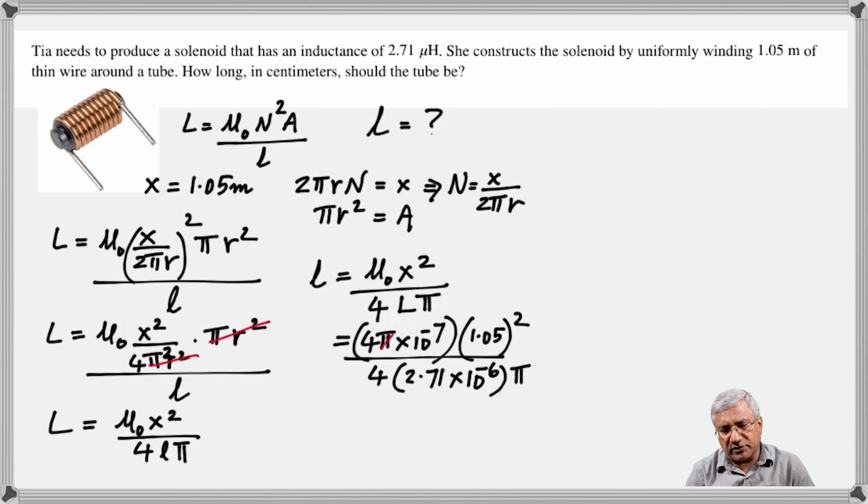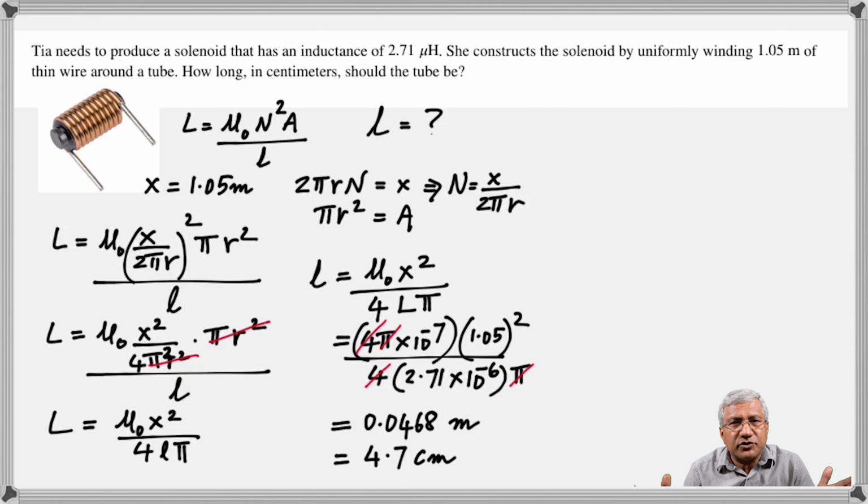Alright, so now we can get rid of those pi's, they cancel, and even the 4's can be cancelled. Let's do that, and then you just got to calculate that. You get 1.05 squared divided by 2.71, which gives you 0.0468 meter. If you want it in centimeters, it's going to be 4.68 centimeters, or rounded off to 4.7 centimeters. That's how you do this problem.